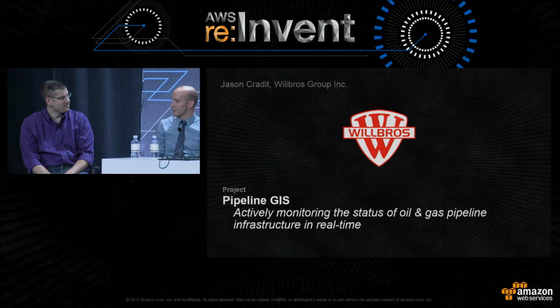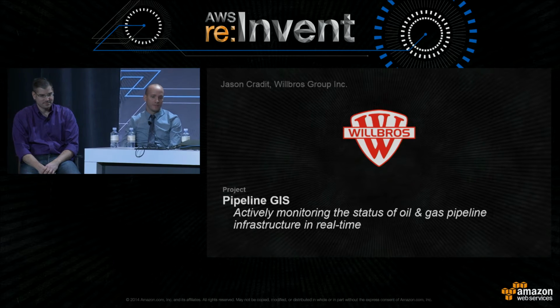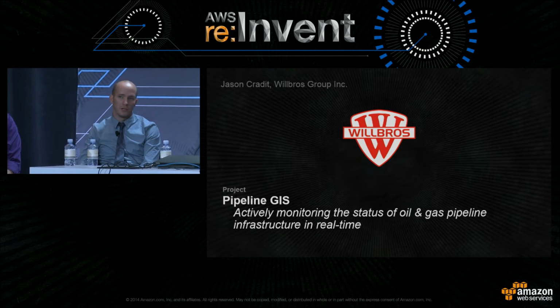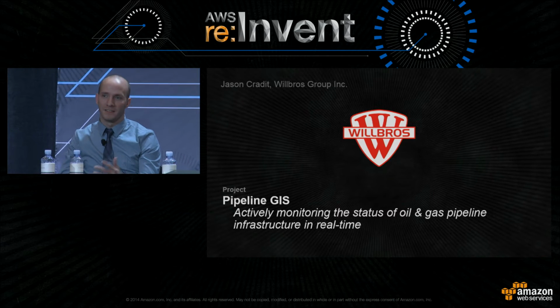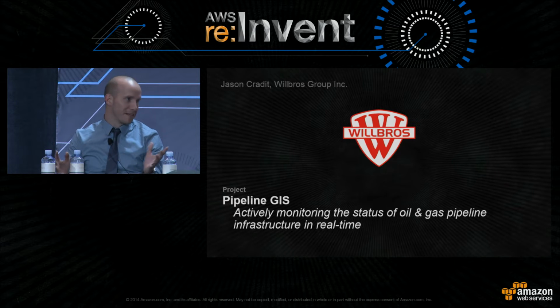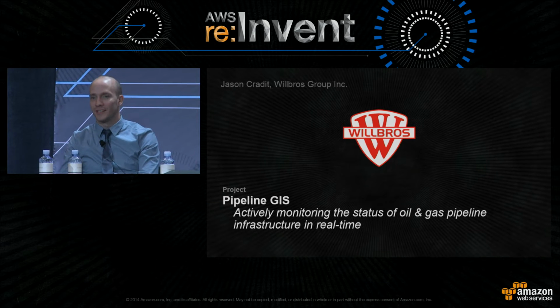Yeah, thank you, Mark. My name's Jason Kratt. I'm, again, VP of IS for Wilbrow's Group. We build energy assets, so pipelines, power lines, things like that. So we've built those for over 100 years. We've built some of the biggest and baddest pipelines around the world. And we're that construction company. It's what we've done forever.